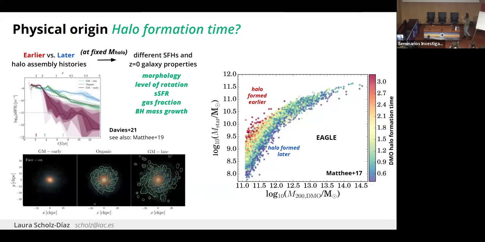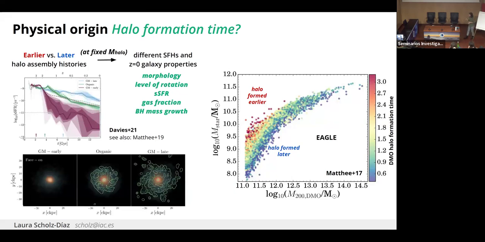What happens is that you can change its present day properties. So this is the organic galaxy, with a high level of star formation and a little bit of star parallels. What happens if you shift the assembly history of the halo earlier? You end up with a spheroidal system that has a low level of star formation and lower gas fractions today. On the contrary, if you shift the assembly history of the halo later, you end up with a rotating disk, higher star formation rates, and higher gas fractions.